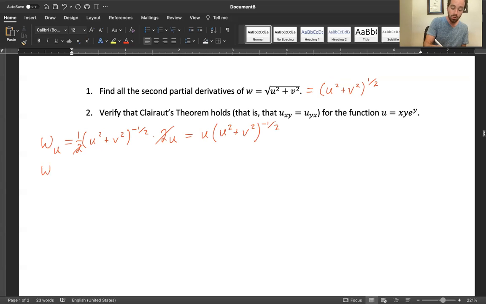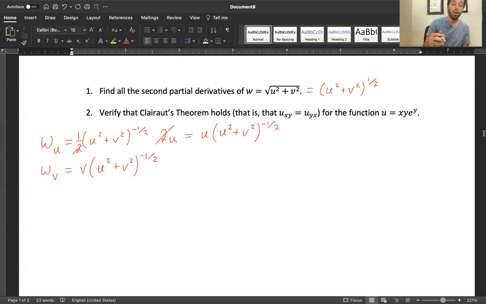Now, the partial derivative with respect to v: this whole thing is symmetrical because the u and the v could switch places and it would be the exact same function. So I can just immediately know that this will be v times u squared plus v squared to the negative 1/2. Again, symmetrical means that if u and v switched places, nothing would change. So I know that this is going to be definitely the same thing as the u derivative. It's just that now the v is in the place of the u.